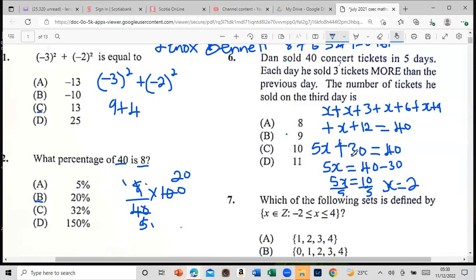Alright, so for the first day, he sold 2. So this is how many he sold on the first day. On the third day, we need to find. So the first day, he sold 2. Second day, 5. And the third day, he sold a total of 8.